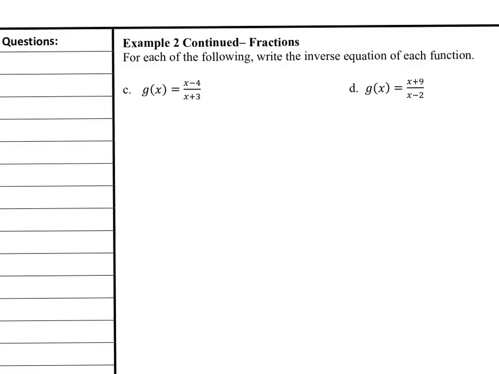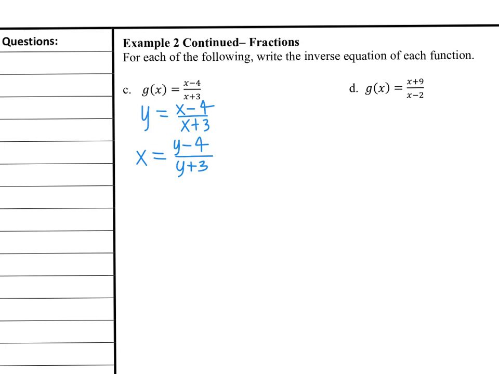Okay, so for these ones we've got g of x equals, and then a binomial on the top of the fraction and one on the bottom. So our first step is always to rewrite this as y equals, and just copy down the x side. Okay, so second step in this case is still going to be switch your x and y's, so it'll be x equals y minus 4 over y plus 3.